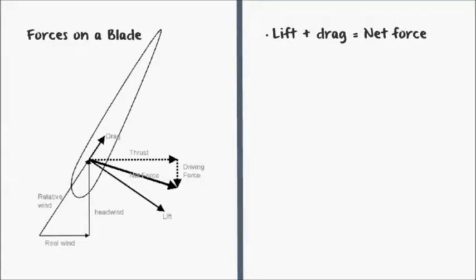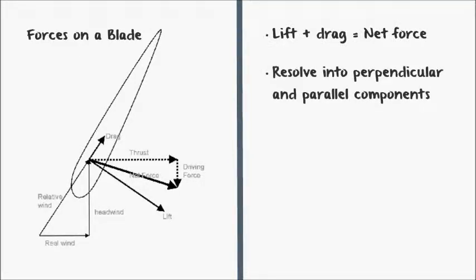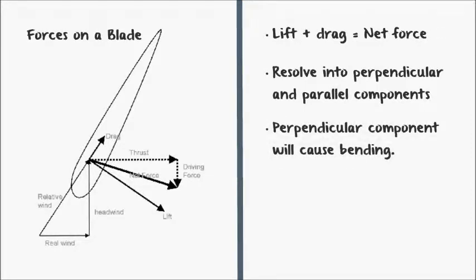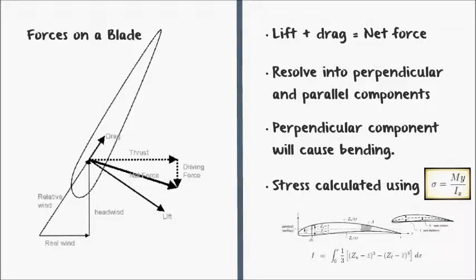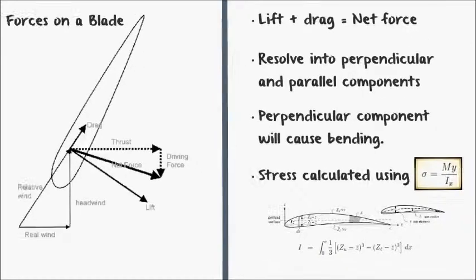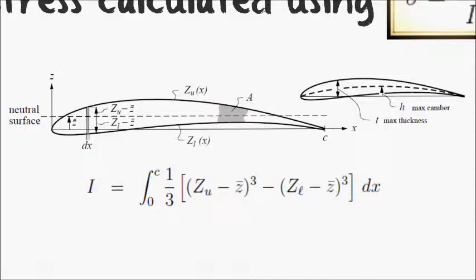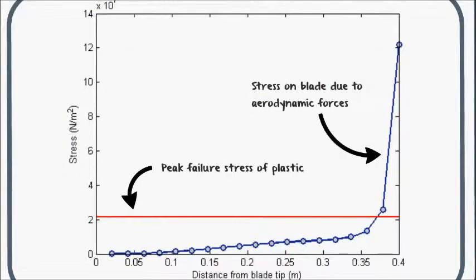The lift and drag forces acting on the blade can be combined and treated as one total aerodynamic force. The component of this, which acts in a direction perpendicular to the direction of motion, will result in a bending moment about the center of the turbine. This can then be converted into stress using the bending beam theory. The second moment of area for an airfoil section can be calculated as shown. The stresses are then analyzed again with the peak tensile failure stress of the plastic.